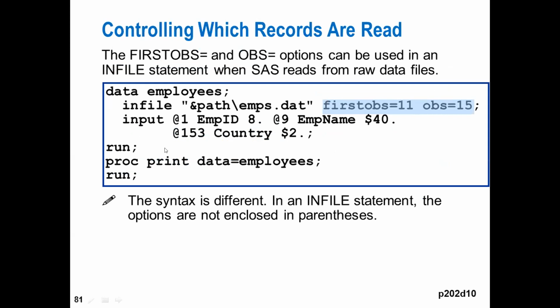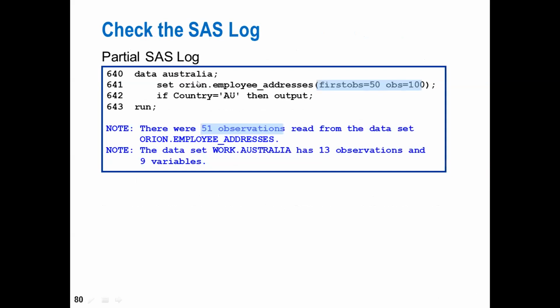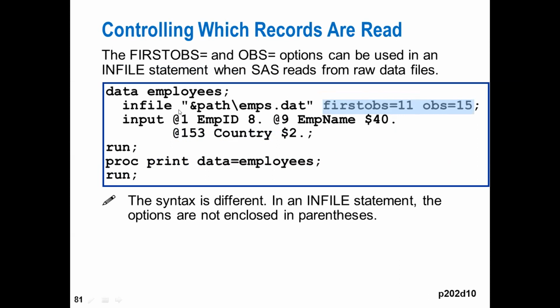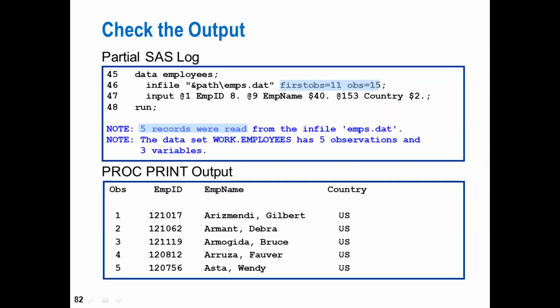Now this is one example where you can also control observations when reading from a raw file. This raw file is a DAT file with fixed column width. At column 1, you are asking it to read the column employee ID with its informat. I'll explain this later on. But here also, when reading from a raw file, you can control the observations to be read. The syntax difference is that earlier, in the SET statement, we gave the options in parentheses, but when reading from a raw file in the INFILE statement, we don't give parentheses. Okay, remember this.